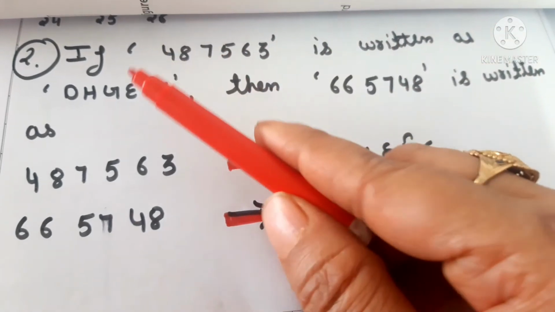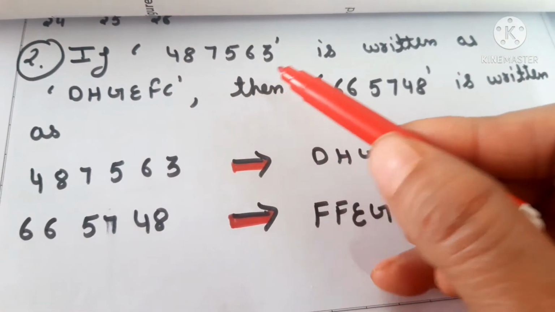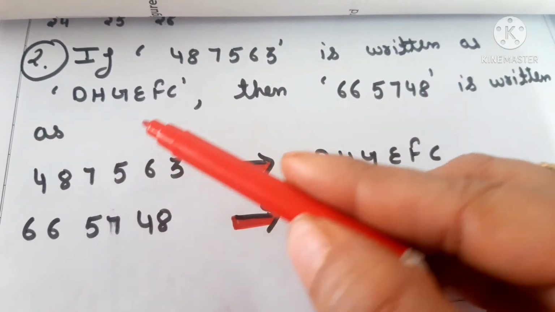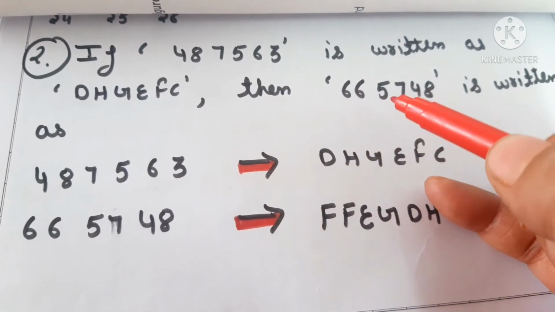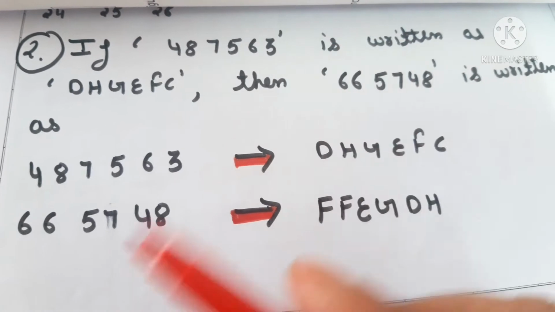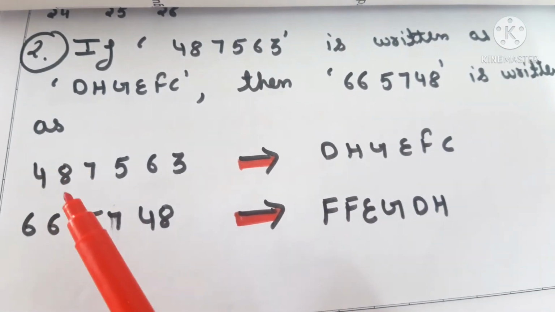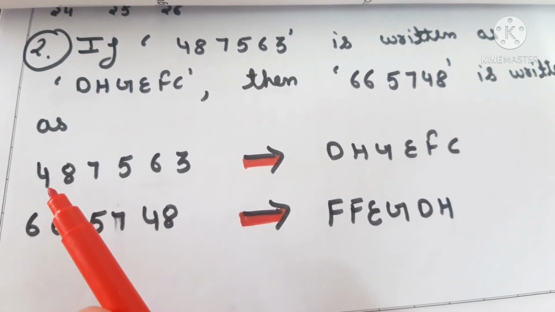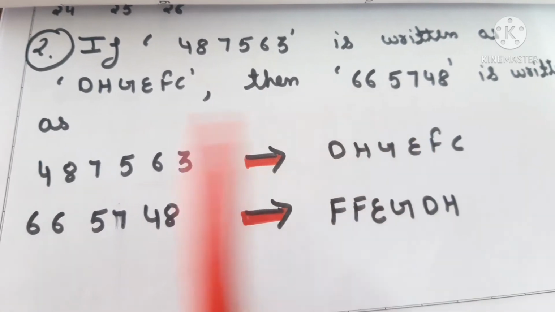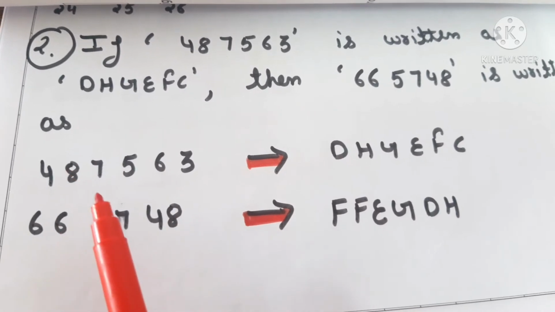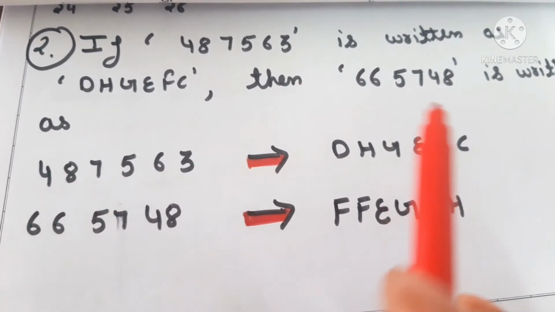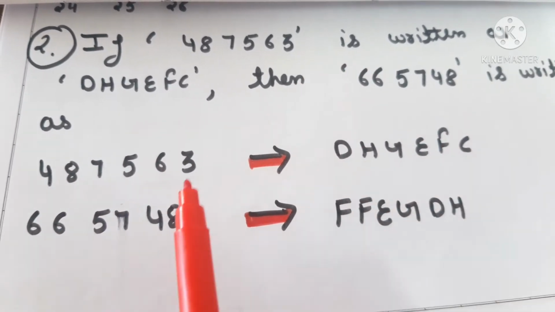Yes, in the next question, if 487563 is written as DHGEFC, then what will be the code language for 665748? Now you can see here in the alphabet series, at the 4th position, which alphabet used to come? D used to come. At the 8th position, which alphabet used to come? H used to come. Then 7 G, 5 E, 6 F, 3 C.